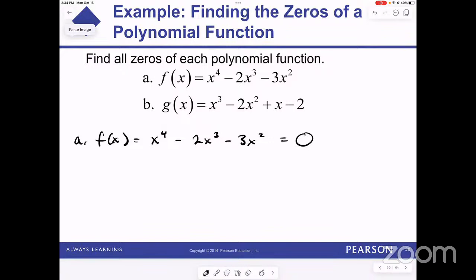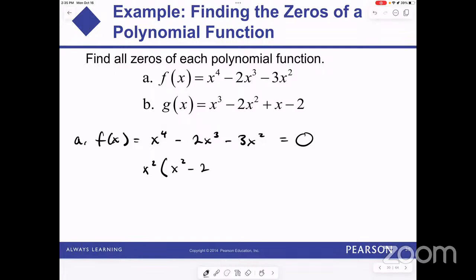Okay, so here, first question we ask ourselves: is there a greatest common factor? Yeah, they all have x squared, so we can factor out x squared from each term, and we're going to be left with x squared minus 2x minus 3 equals 0. Okay, so then we ask ourselves, well, this trinomial, can we factor this trinomial further?